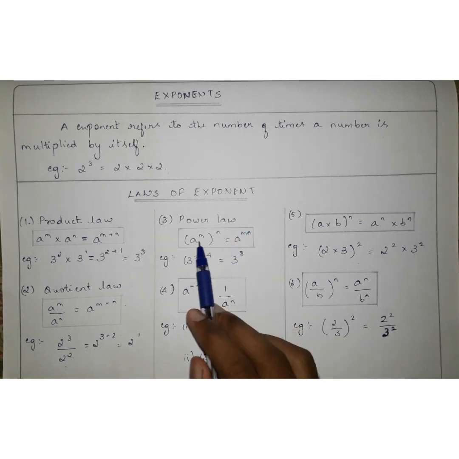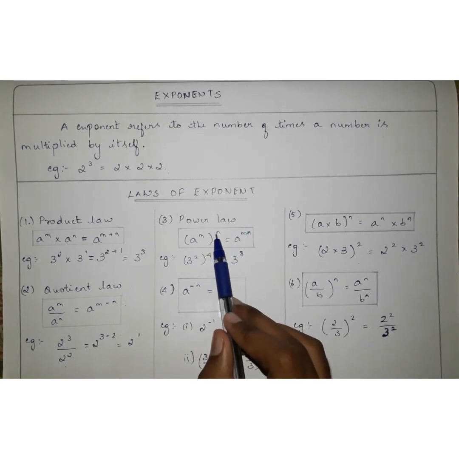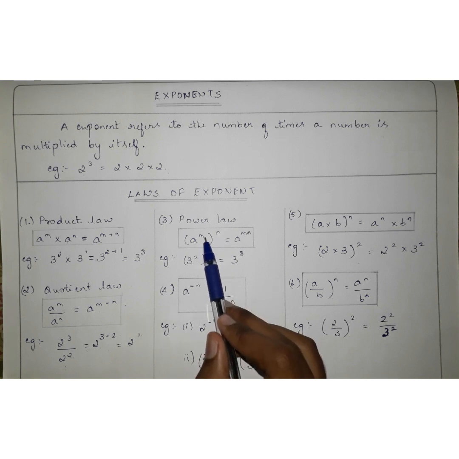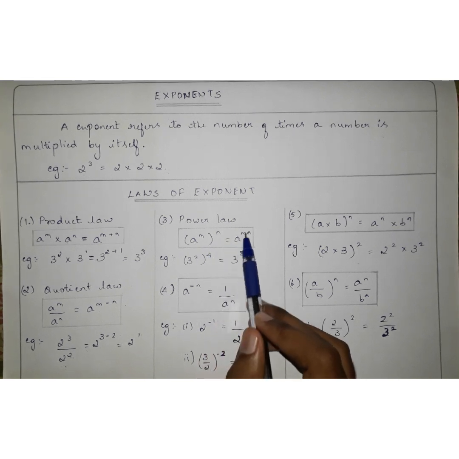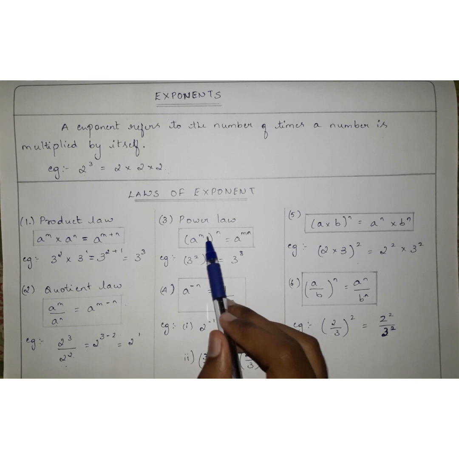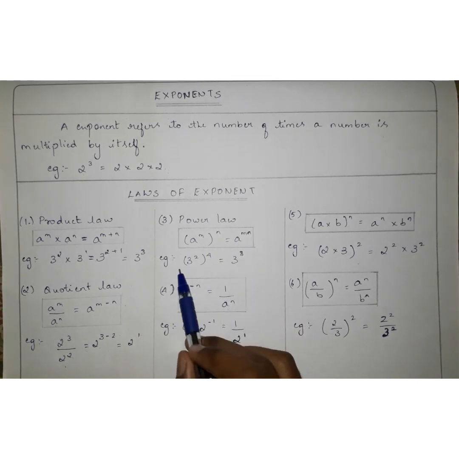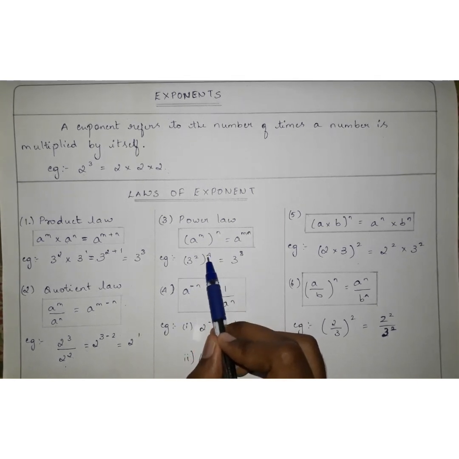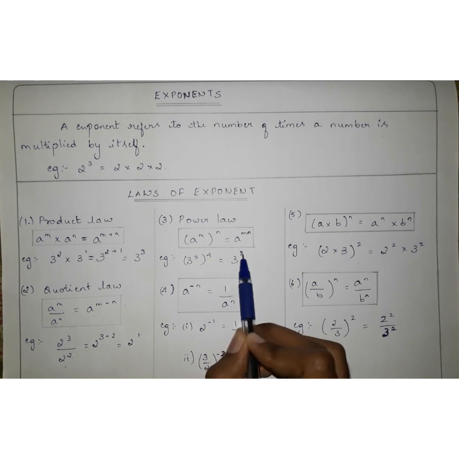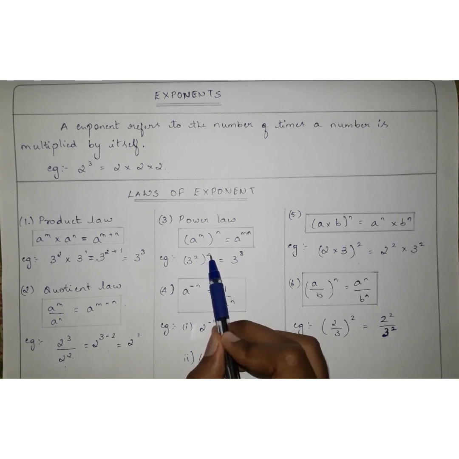Next is the power law, which is very simple. a to the power m, whole to the power n, is equal to a to the power mn. We just need to multiply the powers. For example, 3 to the power 2 whole to the power 4 gives us 3 to the power 8. That is, we need to multiply these powers.